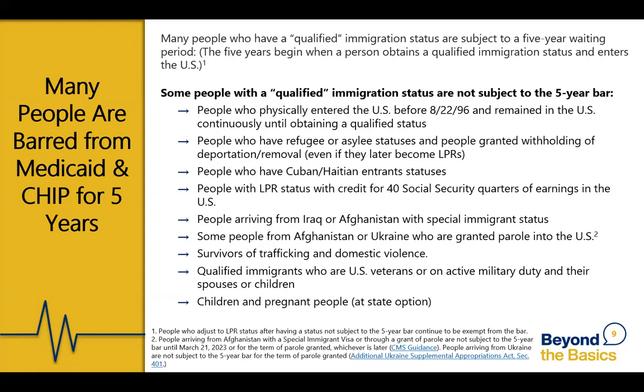This is a new status that was created to create a pathway to citizenship for people who assisted the US military during the wars in those countries. And then people from Afghanistan or Ukraine who have been paroled into the United States between certain dates. You can read that in the footnote. Trafficking and domestic violence survivors, as well as people who are US veterans or on active duty military and their immediate family members. And then at the option of individual states, which we'll talk about on the next slide, children and pregnant people might also be exempt from that 5-year bar. Next slide.